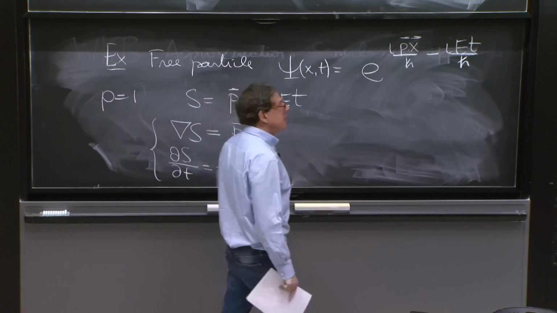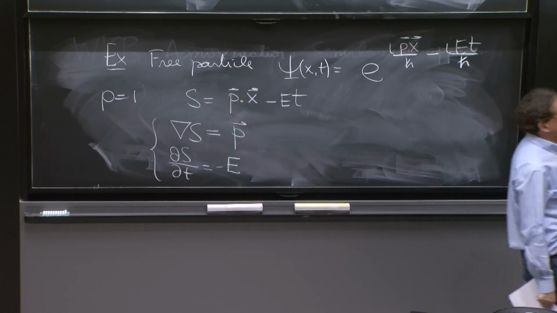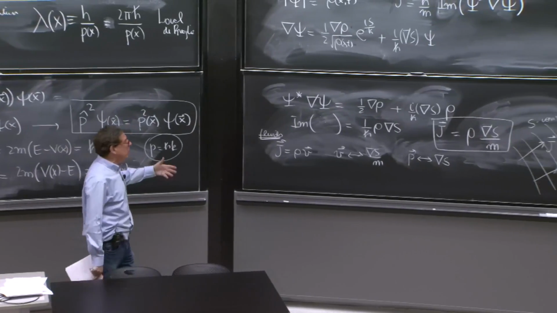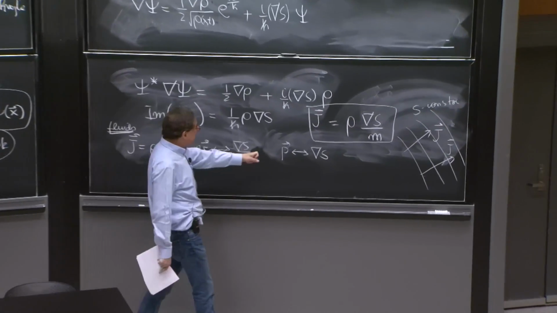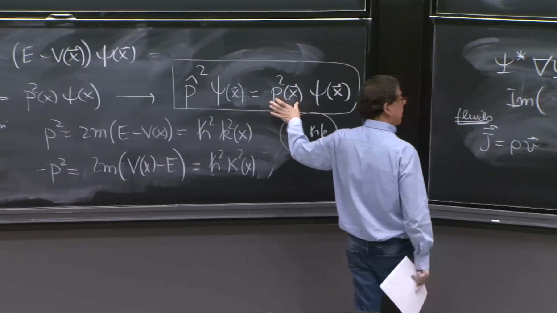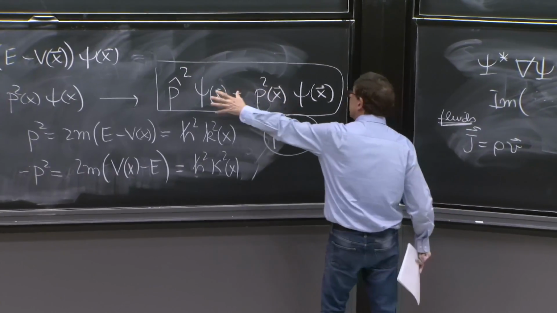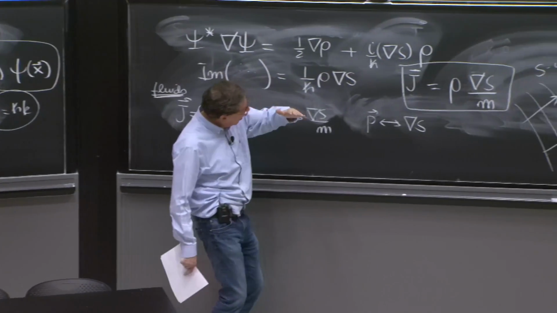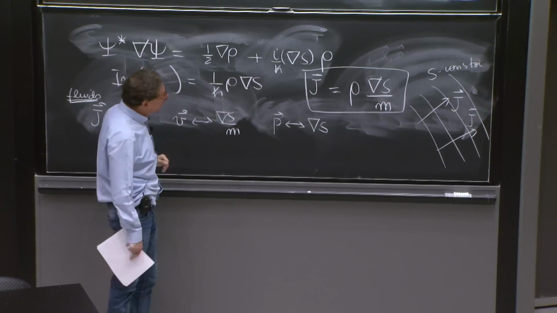What will happen in the semi-classical approximation is that this S will depend on x, and this P will depend on x. And we will see how to solve this equation in an approximation scheme where the changes are a little slow.